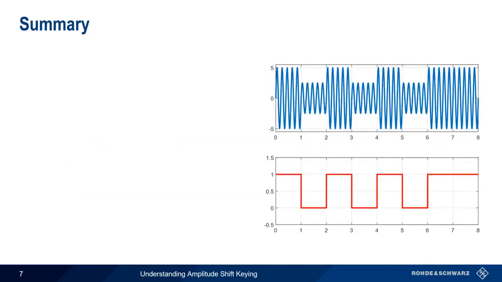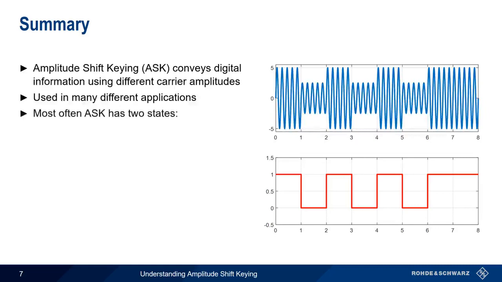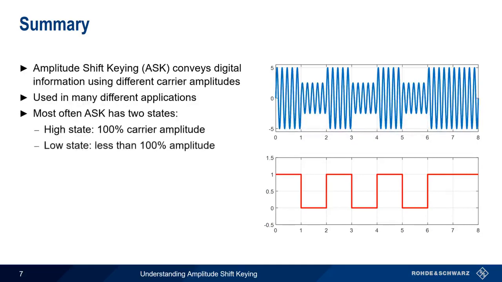So in summary, amplitude shift keying conveys digital information by changing the amplitude of the carrier in discrete steps. ASK is used in numerous applications, including Morse code, many types of wireless remotes, and NFC, or near-field communications. In almost all cases, ASK systems have two states: a high state that corresponds to 100% carrier amplitude, and a low state that is less than 100% amplitude.